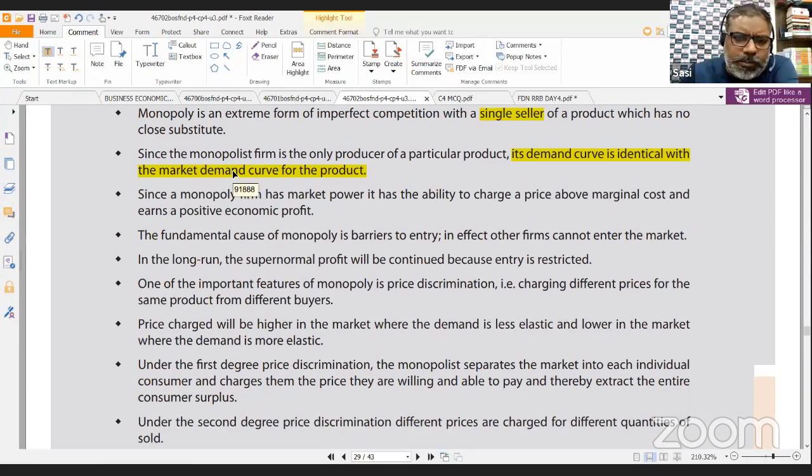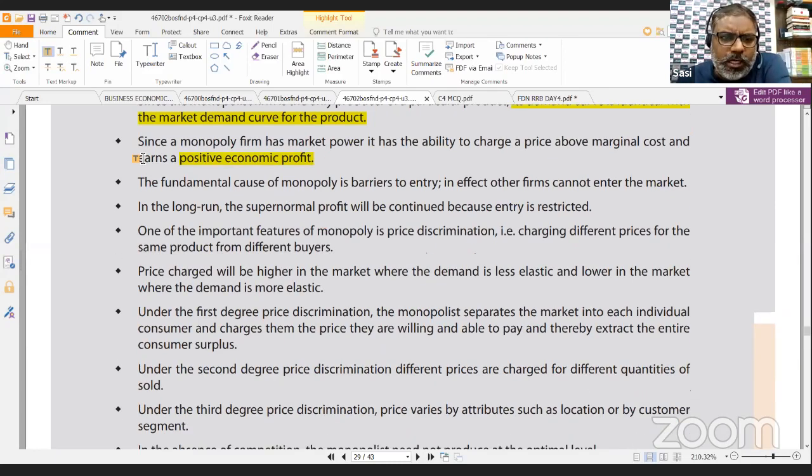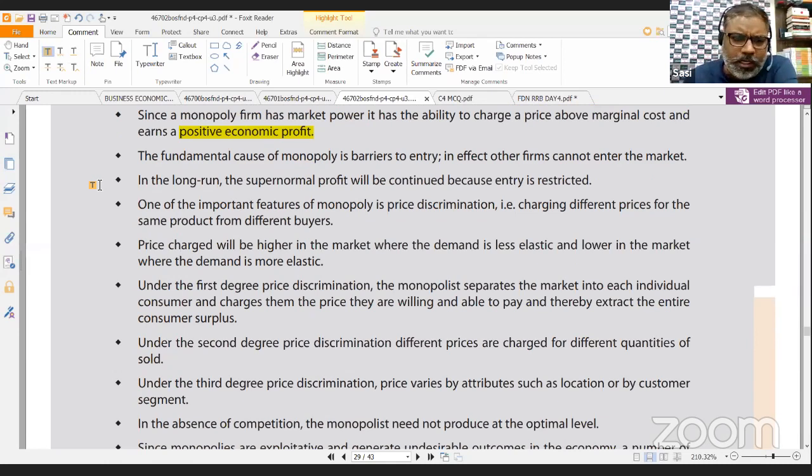And since the monopoly firm has market power, it has the ability to charge a price over and above the marginal cost and earn a positive economic profit. This is possible for a monopoly because it has power in the market. And of course, there are other aspects like why monopoly can occur and what the cause of monopoly is. It could be barriers to entry, and because of that other firms cannot enter the market. However, in the long run, the profit will continue once again because entry is restricted.